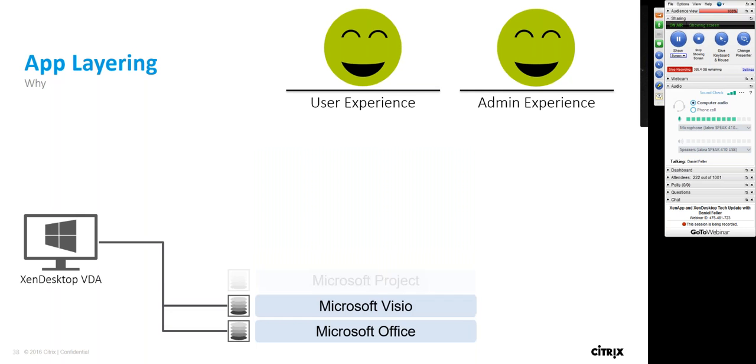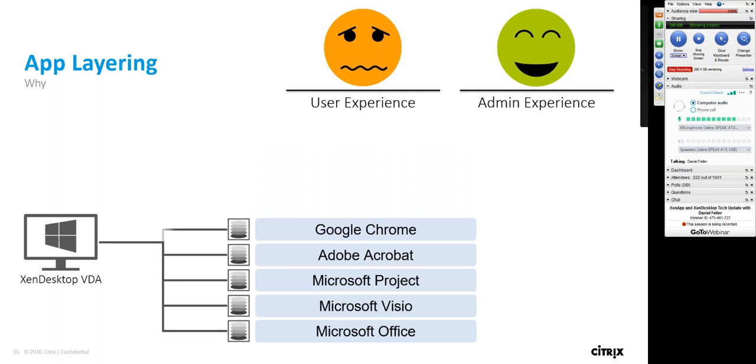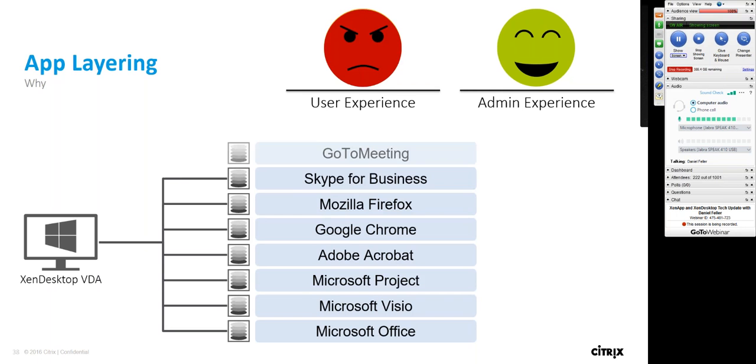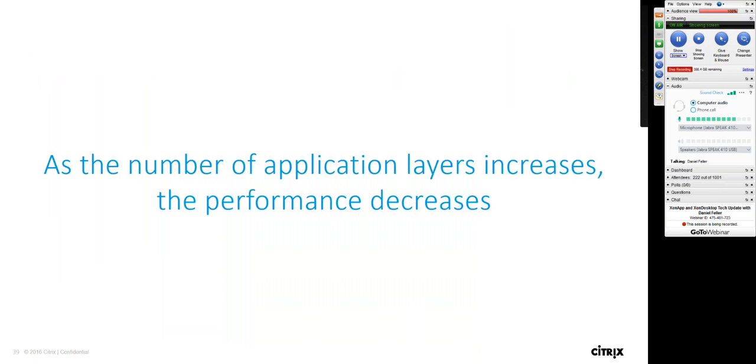In practice, the problem is when you start adding layers to a machine, the performance drops. Each layer you add has a negative hit on performance, because when it makes a call to a DLL or a file, it uses a filter driver to figure out which layer it has to go through to get this. The more layers you have, the longer it takes, which means your application starts to slow down. So app layering is awesome from an admin experience, but it totally sucks from the user experience.